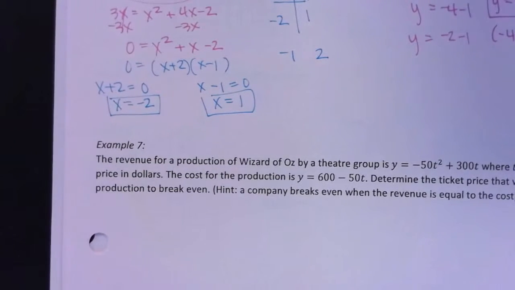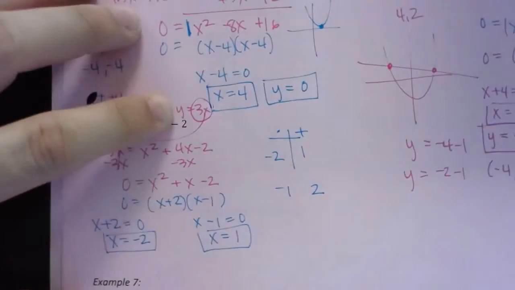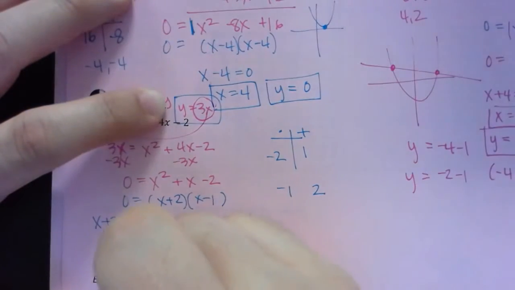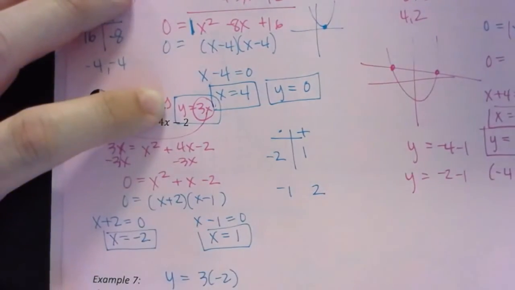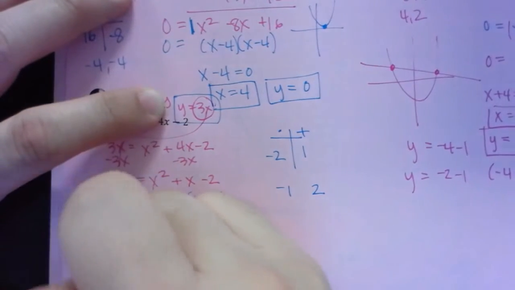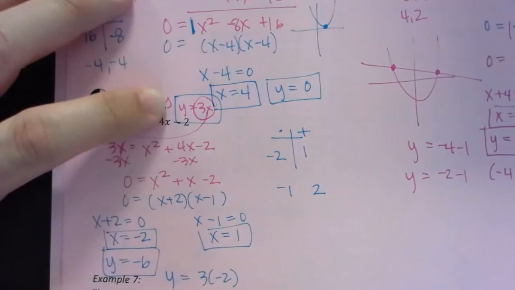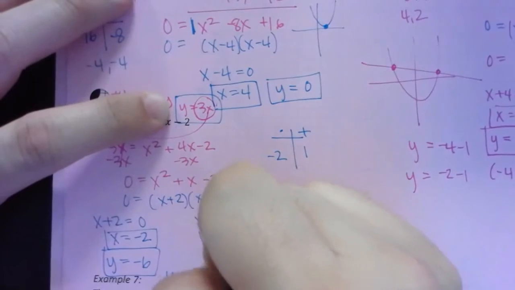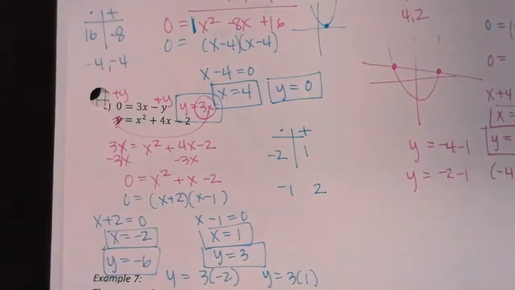If x equals negative 2, what does y equal? Come up to this equation. It's probably the easiest. If x equals negative 2, y equals what? 3 times negative 2, y equals negative 6. If x equals 1, y equals 3. That's it today. How you doing? If we're using this equation, then we'd end up solving it. It ends up being 3.